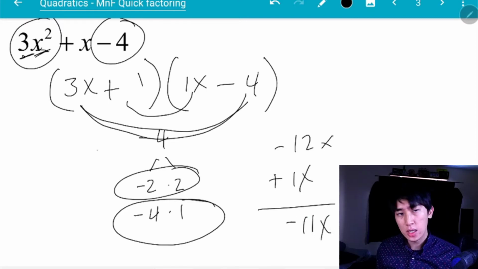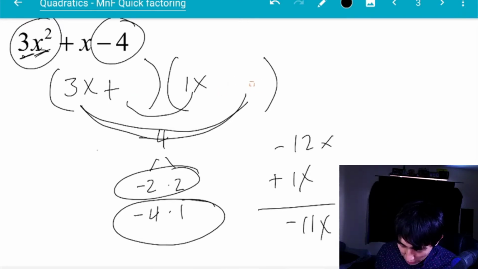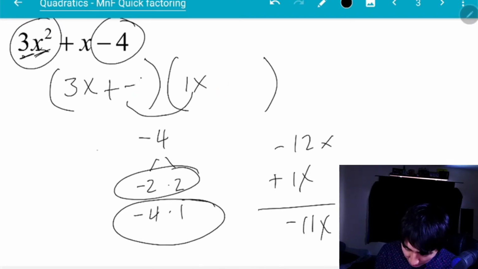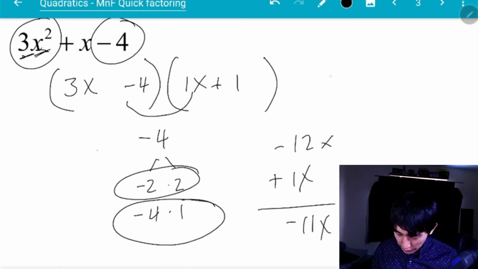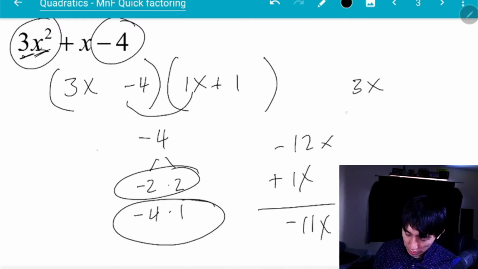So that means, wait a minute, let's move things around. What if instead of timesing the 3, what if we changed it like this? Negative 4. And we made this one positive 1. So that way the 3 and 4 aren't multiplying together, so that we have a better shot of getting 1. So we have 3 times 1, which is going to give me 3x, and negative 4 times 1, which is negative 4x. And that gives me negative x.